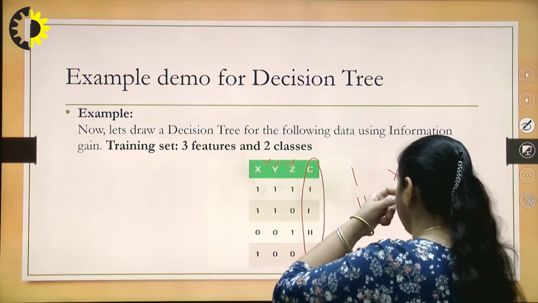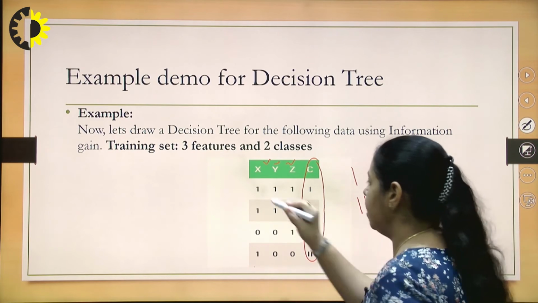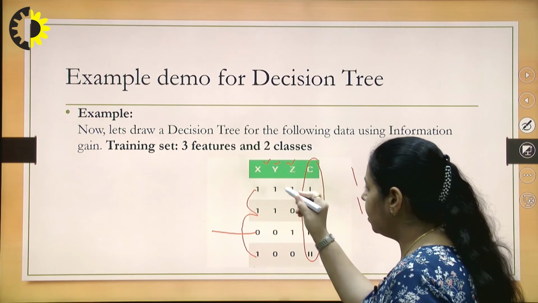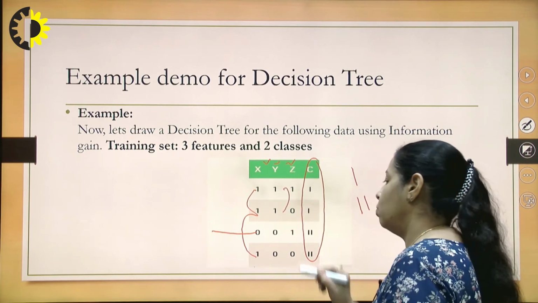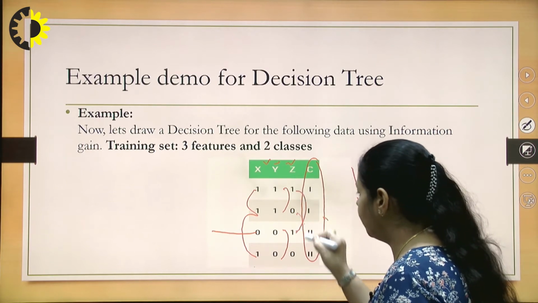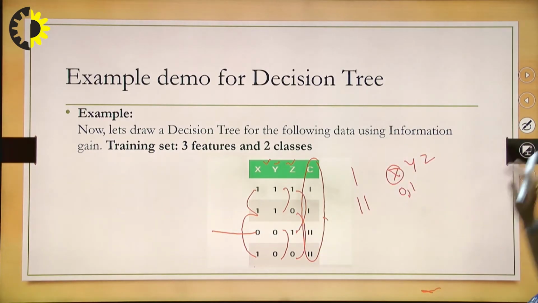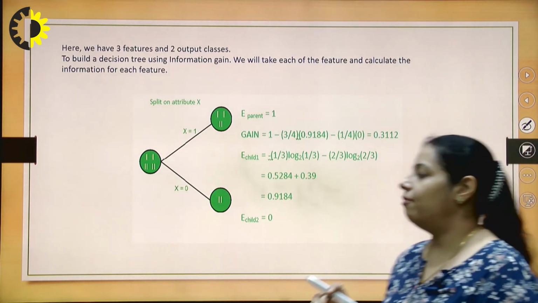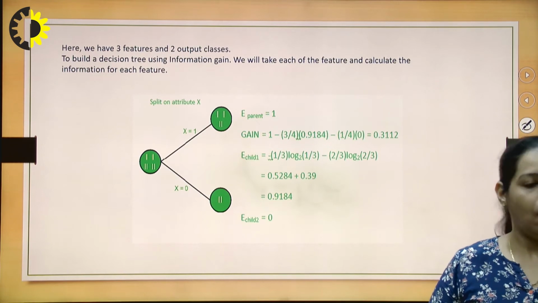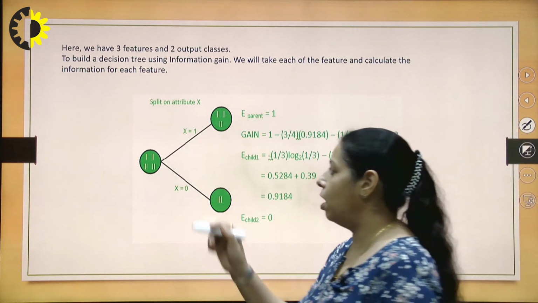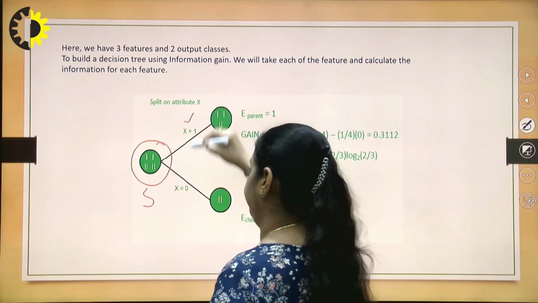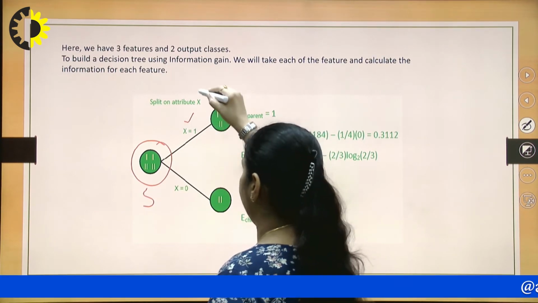In x, the number of ones is 3 and 0 is 1. Similarly, in the case of y, the number of ones is 2 and the number of zeros is 2. In z also, the number of ones is 2 and the number of zeros is 2. So, if we want to calculate the information gain for this, how are we going to do it? We take first of all a whole superset, that is S. Then we have 2 values, this x we take.